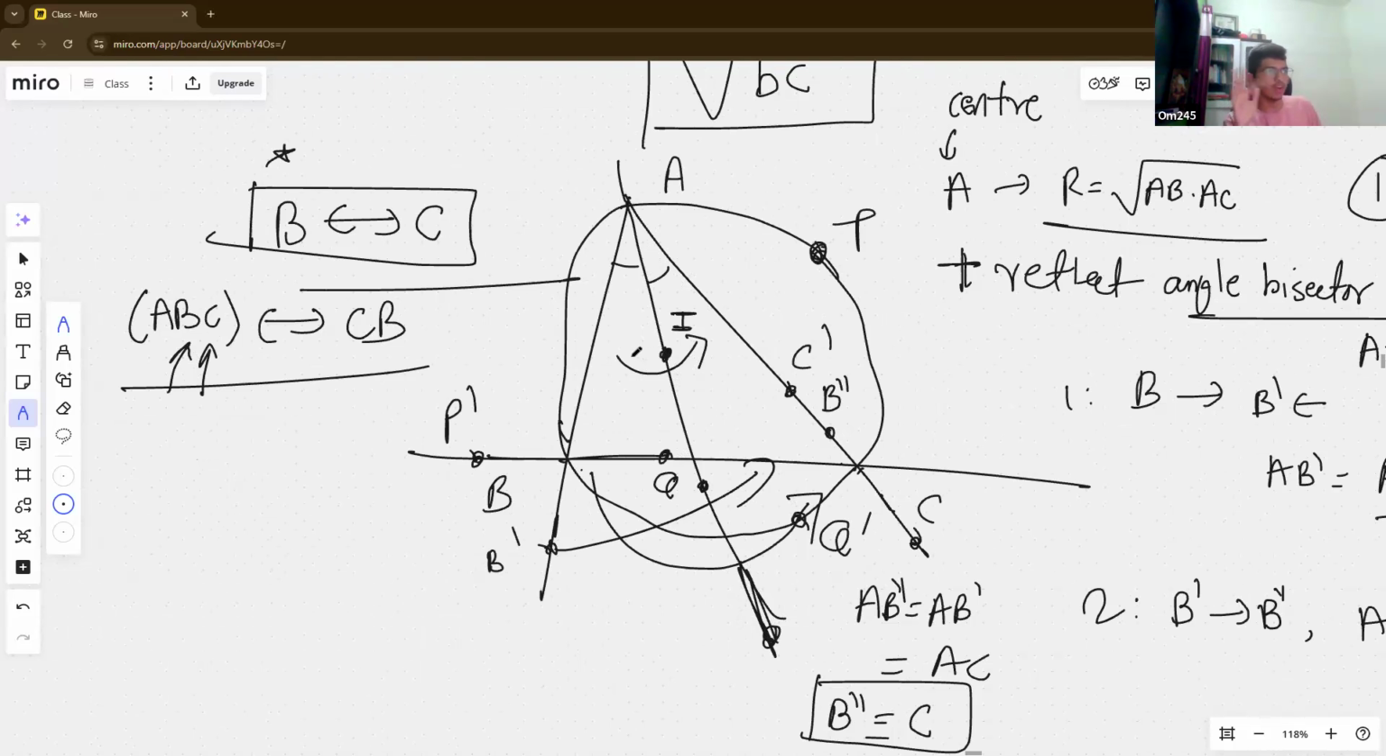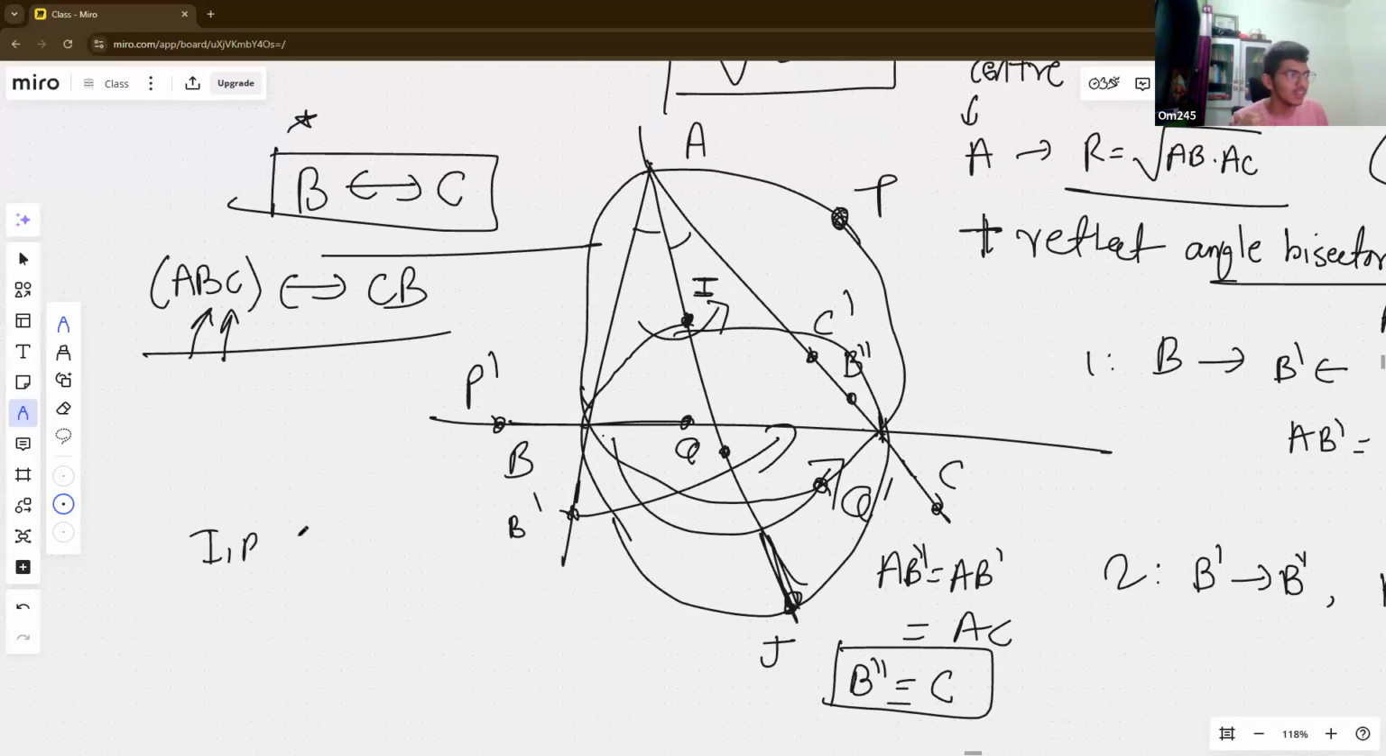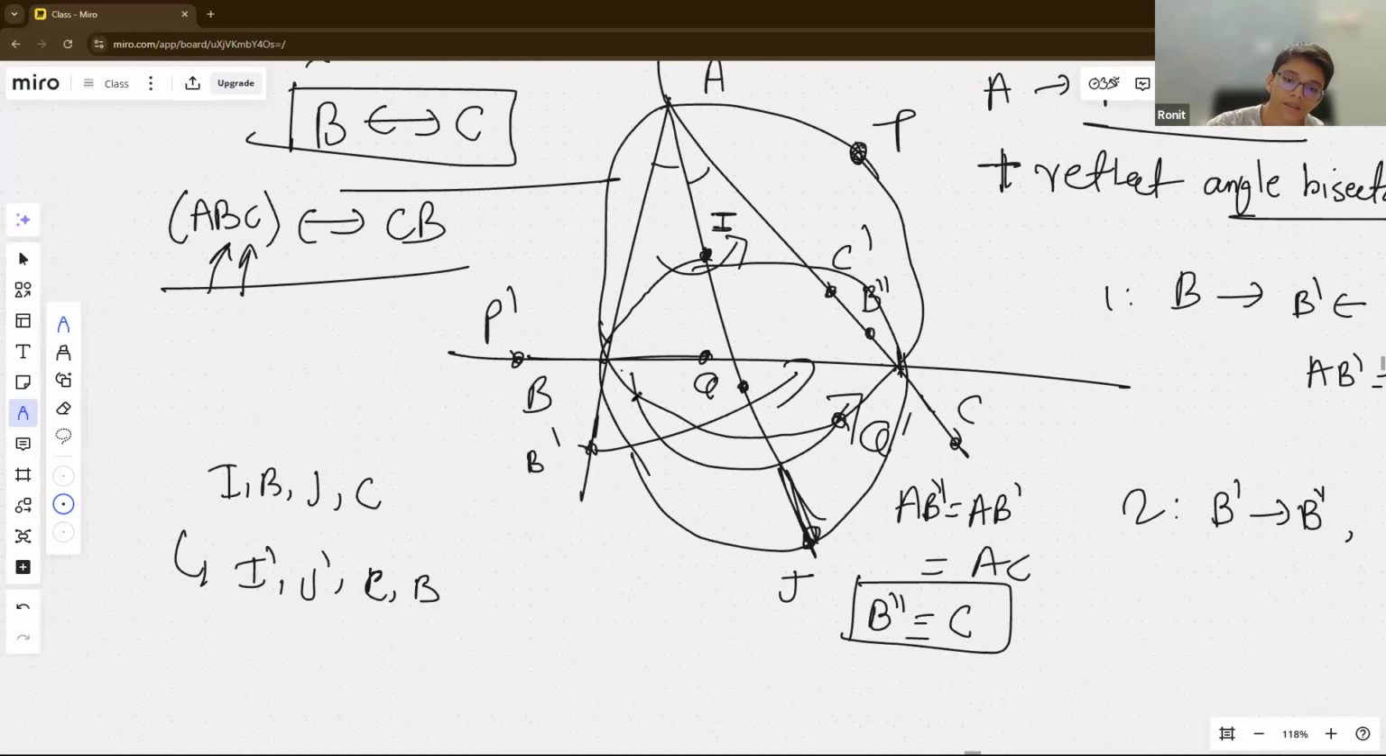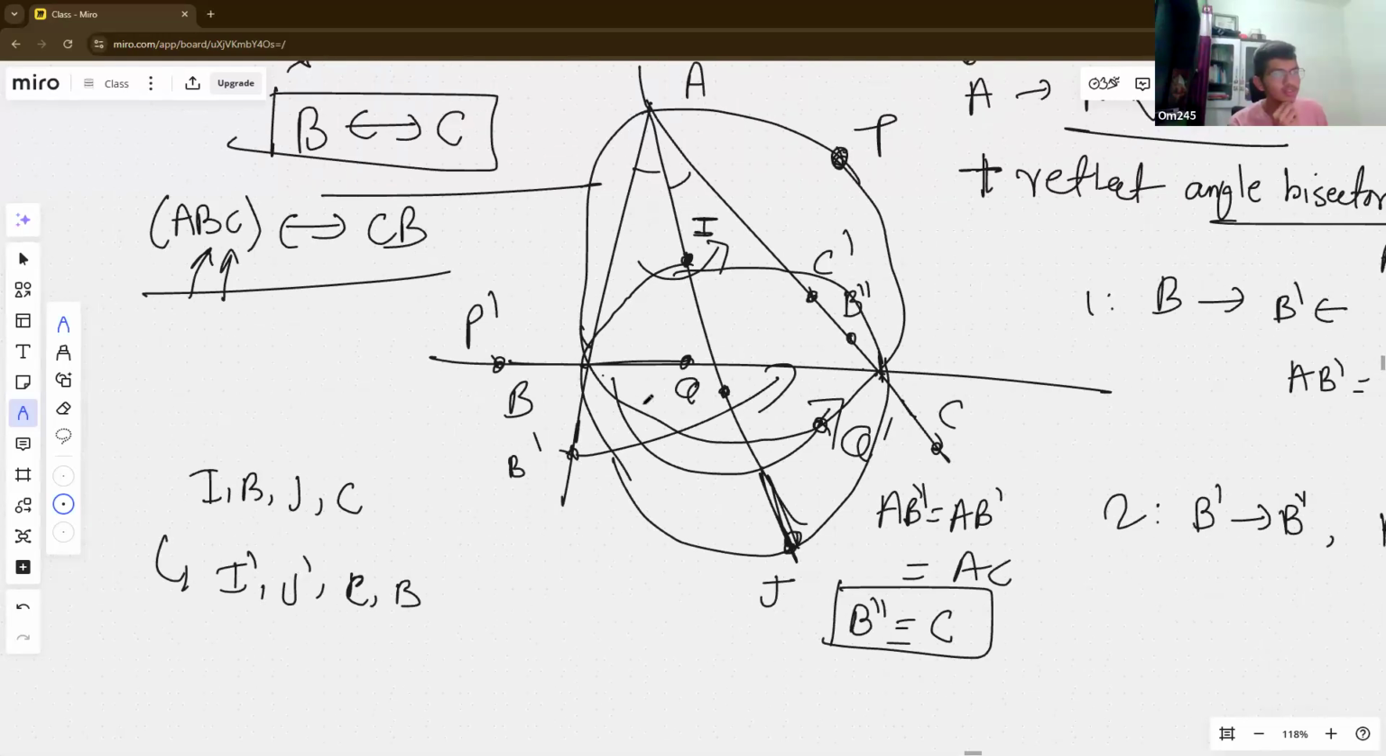Now you can use the incenter-excenter lemma: if the external angle bisector meets at J, then I, B, J, C are cyclic. So when you invert, I will map to some I dash, J will map to some J dash, and B will map to C, C will map to B. Actually, rather than this, there's another neat way to do it. This is the incenter-excenter lemma.